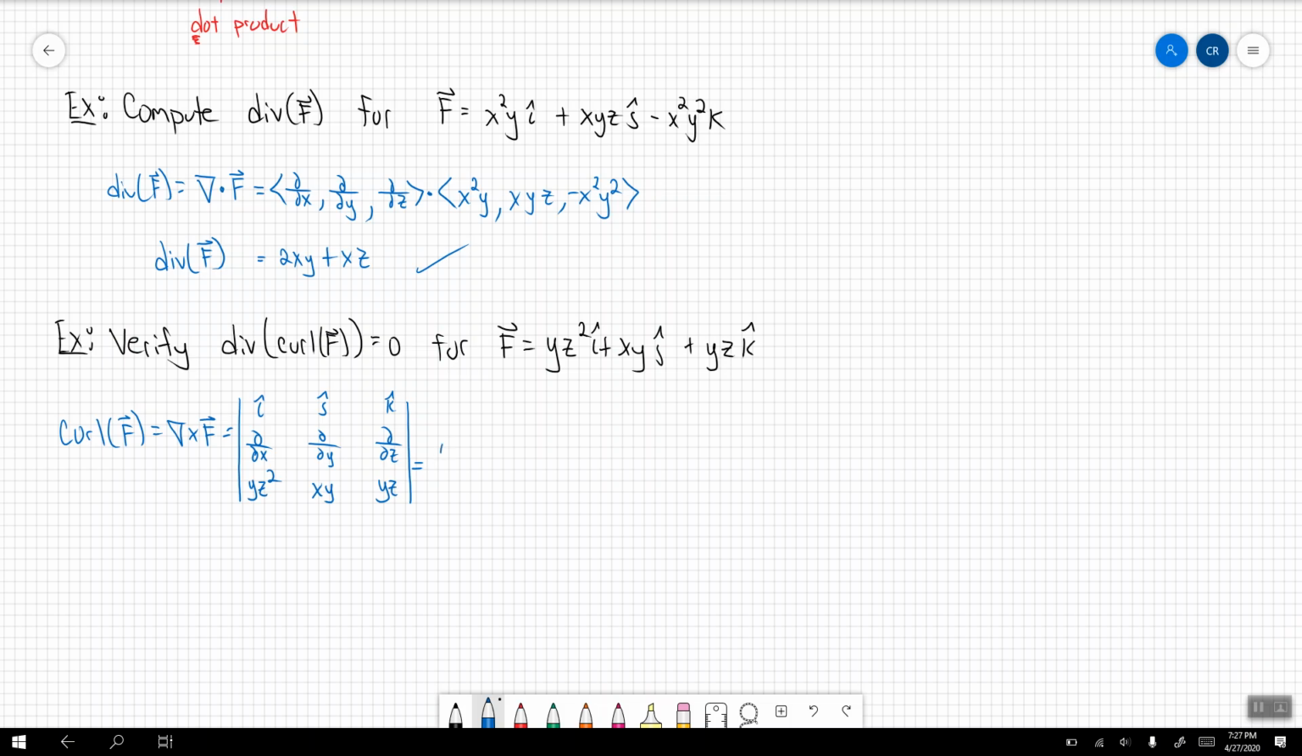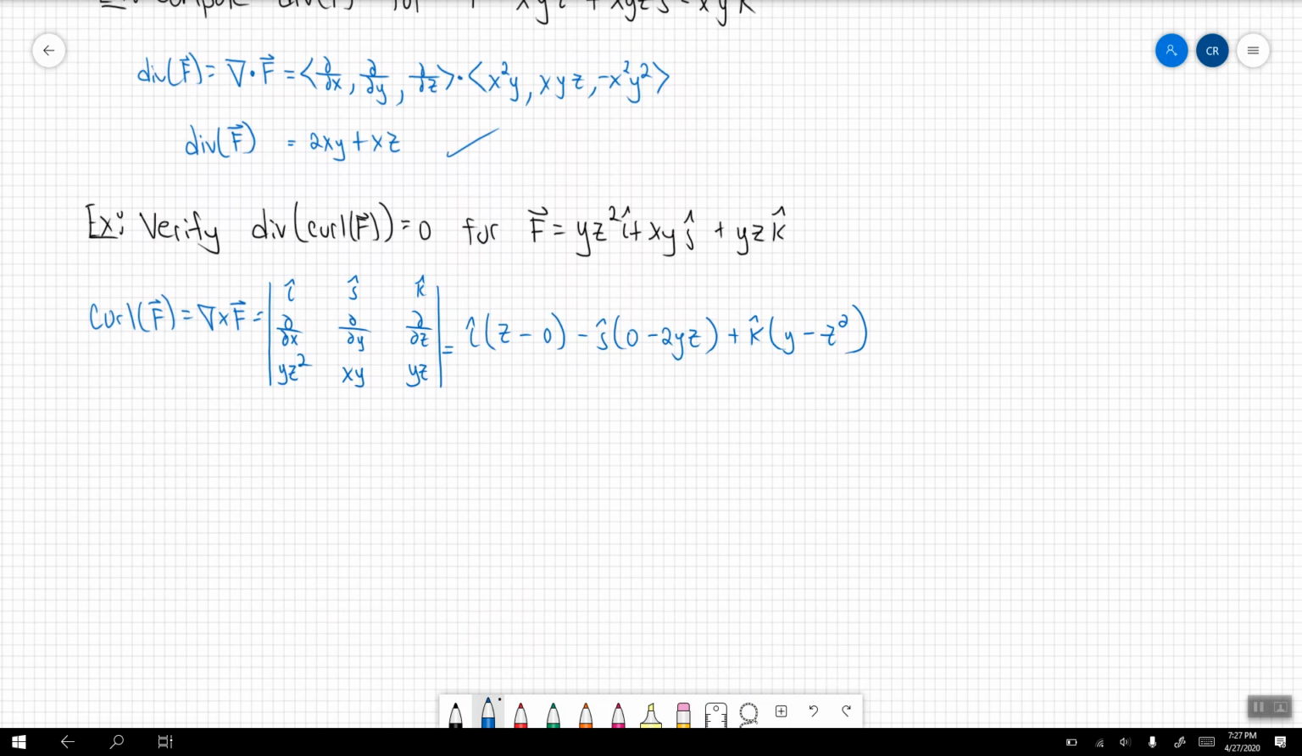Let's go with the i component. The i component, partial of this function with respect to y, that's just going to be z, minus the partial with respect to z, that's going to be 0, minus the j component, that's going to be 0, minus 2yz, plus the k component, that's going to be y, minus z squared. There we are.